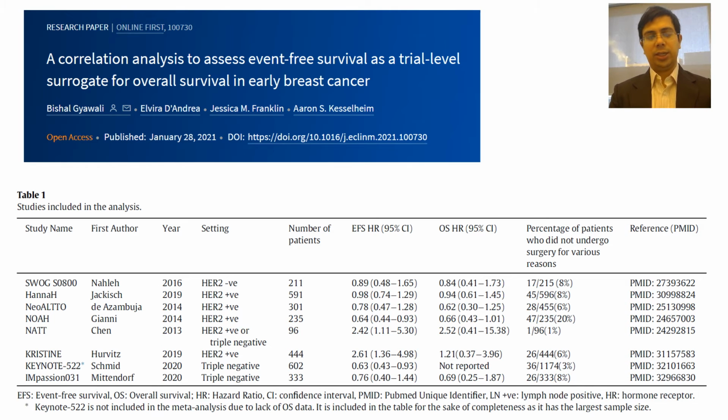In this current paper, we try to fill that void by doing a correlation analysis to assess event-free survival as a surrogate for overall survival in early breast cancer. We came across 8 studies in the neoadjuvant setting which looked at both EFS and OS, but unfortunately Keynote 522 does not have OS data, so we did our correlation analysis on the 7 other studies.